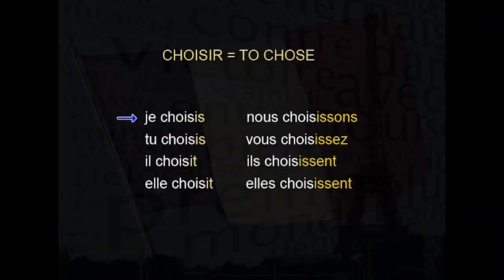So here's the conjugation. Je choisis, tu choisis, il choisit, elle choisit, nous choisissons, vous choisissez, ils choisissent, elles choisissent. So, with the help of these three verbs, finir, accomplir and choisir, I have illustrated how second group verbs are conjugated in the present tense.